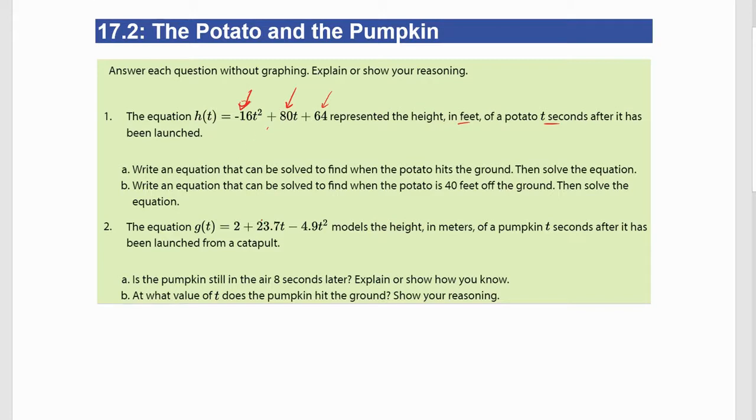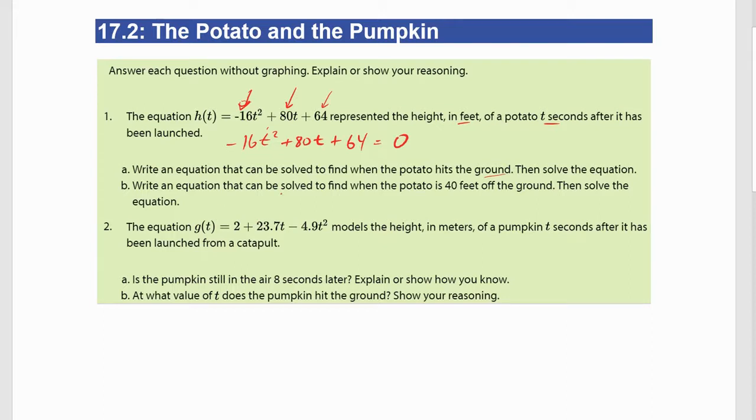All right, so write an equation that can be solved when the potato hits the ground. What is the height of the ground? We're going to go ahead and assume it's 0. So I'll let you do that. All right, so hopefully you paused it and tried it, and here we go. If you hadn't, make sure you pause it and try it. So we set this whole equation equal to 0, and then we just solve.